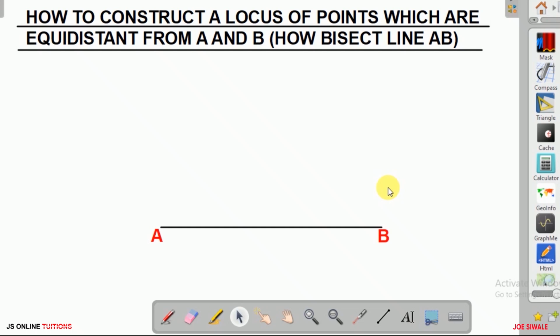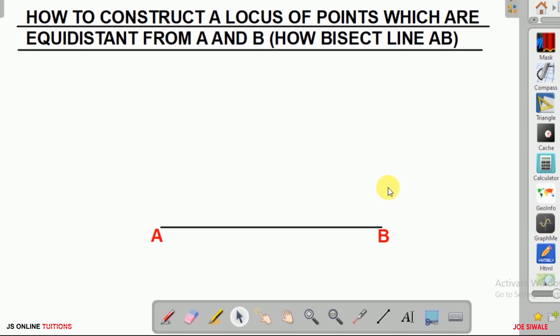Let us now look at how to construct a locus of points which are equidistant from A and B. So this type of question means how to bisect line AB. In an exam, you'll be told, can you construct a locus of points which are equidistant from A and B, or which are equidistant from point C and D? The thing that you have to know is, they're just telling you to bisect that line.